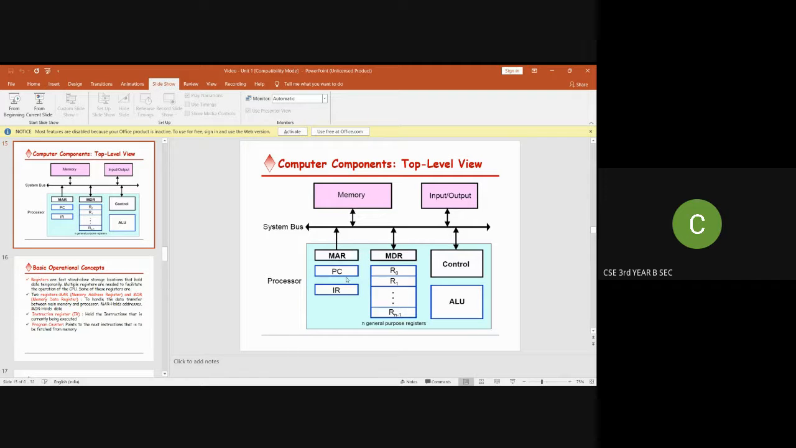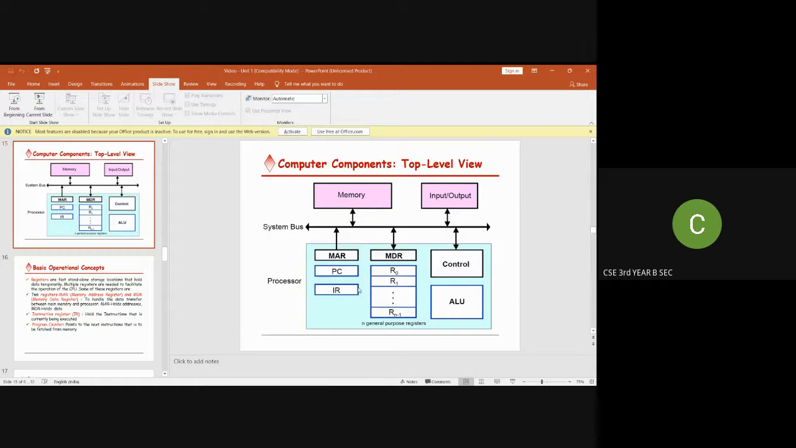So what is the PC? PC is the program counter. It stores the address of the next instruction to be executed. It keeps track of the instructions which are executing. It stores the address of the next instruction to be performed by the processor, so that the MAR can easily get it from the program counter.